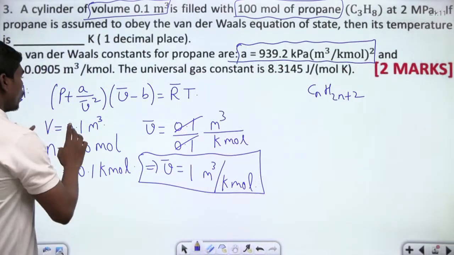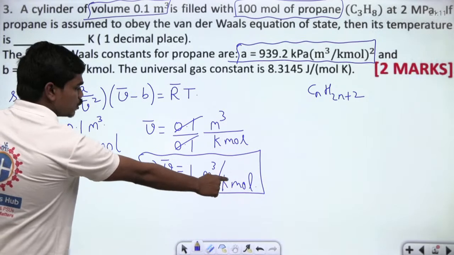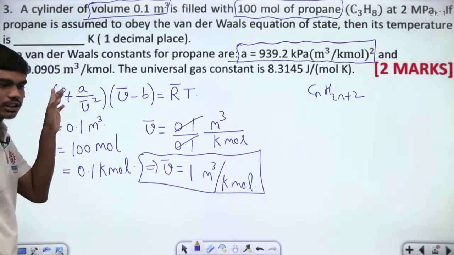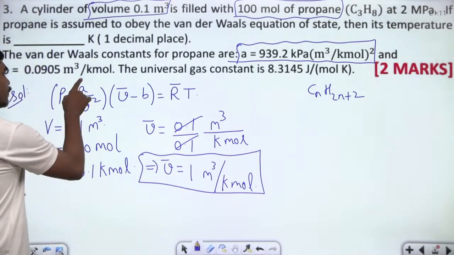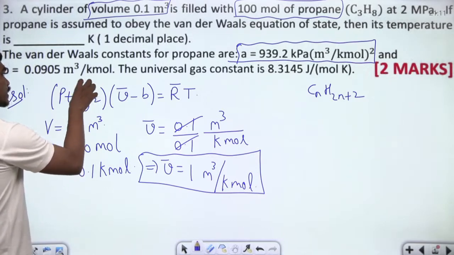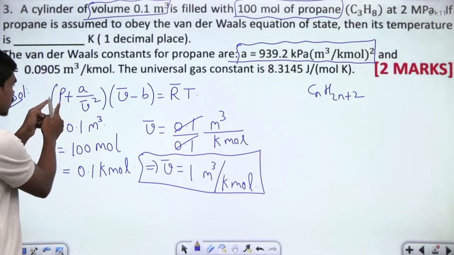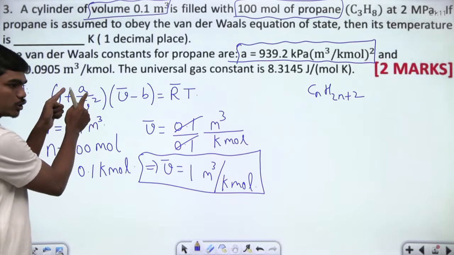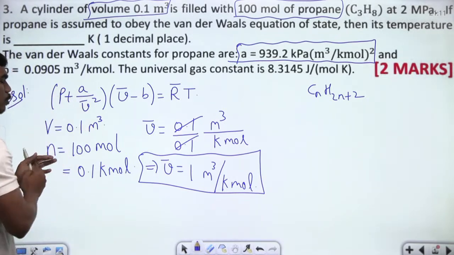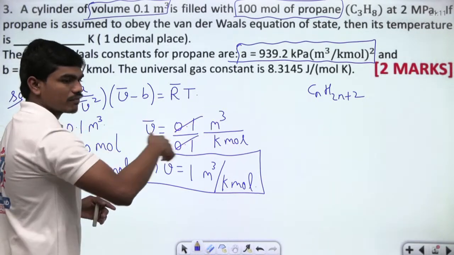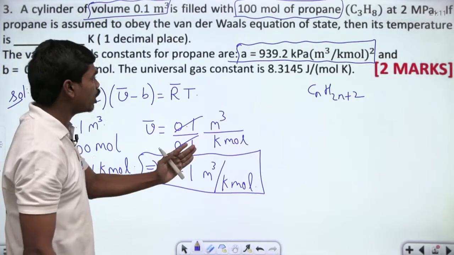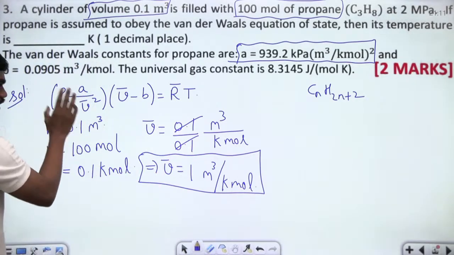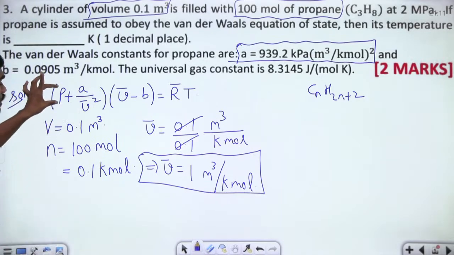Now look, why have I converted this V bar into meter cube per kilomole? The pressure is anyhow to be substituted in kilopascals, and if you want to add this a by V bar square term to P, then definitely the dimensions of P and a by V bar square should be the same. Here you might have a doubt why I haven't considered meter cube per mole but meter cube per kilomole: because if you want to add these two quantities, dimensionally they should be the same, and the dimension of this is kilopascals.